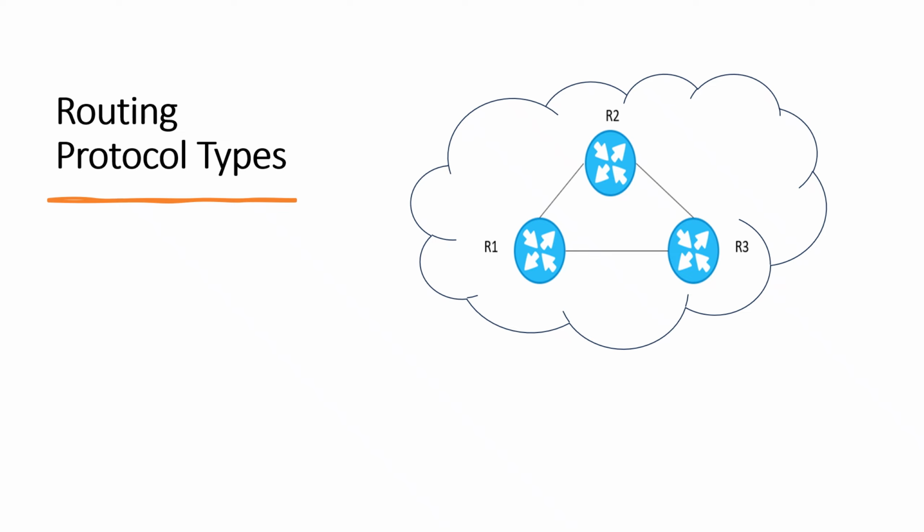There are two types of routing protocol. Okay, you can say they're categorized into two types. One is IGP, another one is EGP.